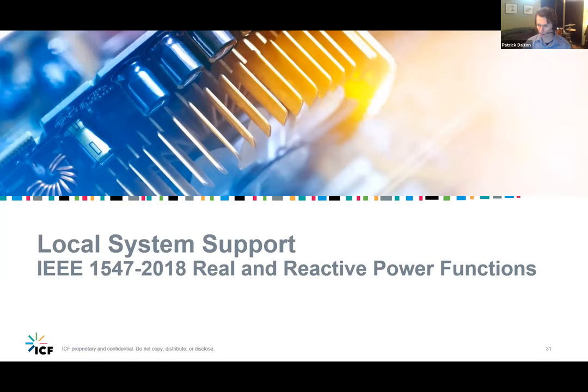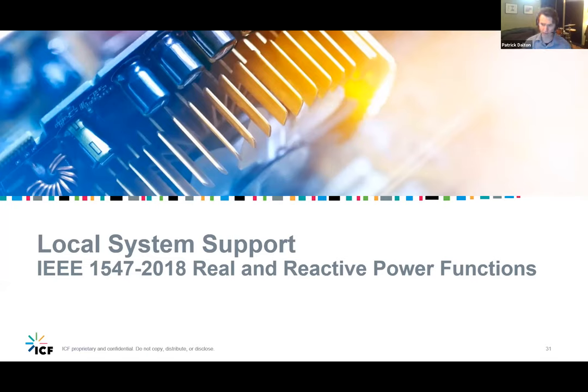Just a couple more questions here. I think we'll take maybe two or three more and then take a quick 5-minute break and then return to the local system support. There's a question about how the post-fault recovery performance of inverter systems can be improved due to low inertia. We'll talk a little bit about this related to fast frequency response. The inertial response is slightly different than fast frequency, but we will get to that a little bit later.